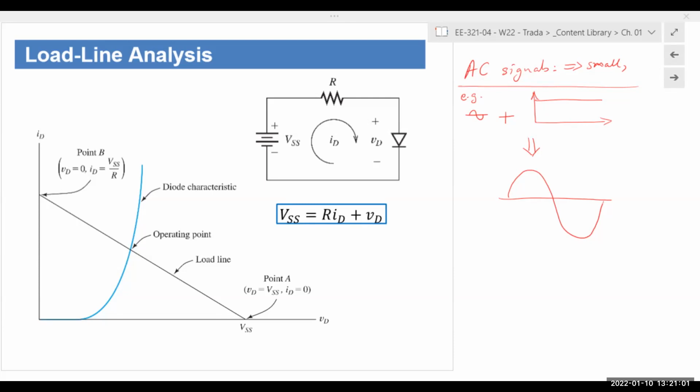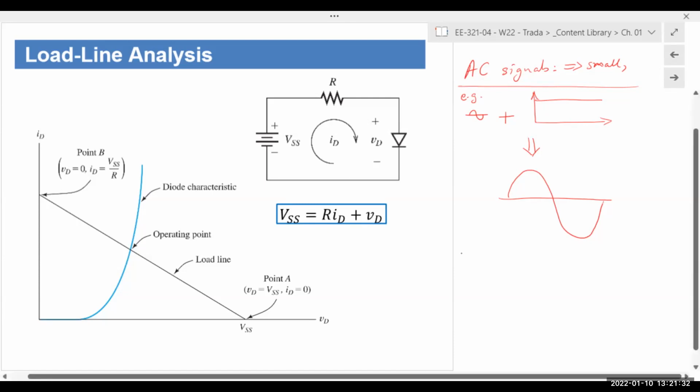So load line means we're providing an external constraint on the working of the device. Okay, so in our case, we are looking at the diode, right? A diode can operate, depending on its value, like minus 100 volts, plus 100 volts, right? But we take an external circuit, and in this case, the external circuit is the voltage supply VSS and the resistor R. VSS and R comprise the external circuit.